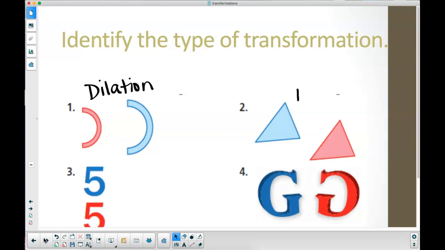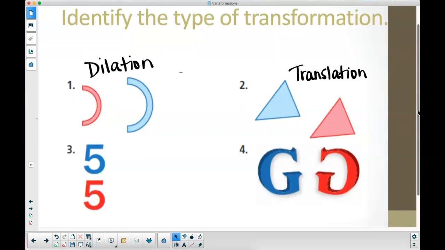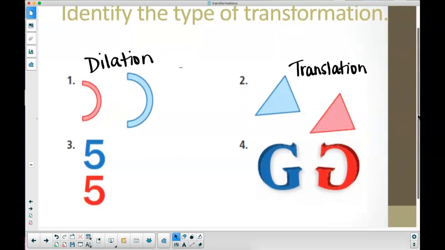That's a translation. And I know some of us would like to say slide, but we want to use the correct terminology. How about number three? Really? Went from here down to here. Yeah, that's a translation. I didn't turn it, I didn't flip it, I just slid it down. So translation.